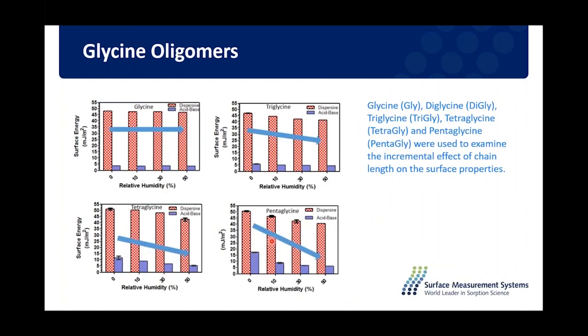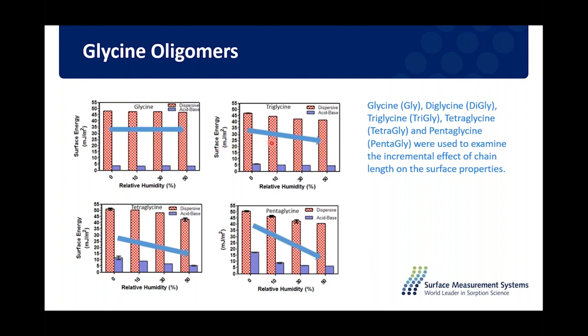That's what's being done in this study. We're looking at glycine, diglycine, triglycine, tetraglycine, and pentaglycine, and we're looking at both the dispersive component, which is in red, and the acid-base component, which is in blue. Going from glycine, you can see the surface energy is predominantly dominated by the nonpolar or dispersive component. As we go from 0 to 10 to 30 to 50% relative humidity, there is basically no change in the surface energy. Water is not affecting the surface energy significantly.